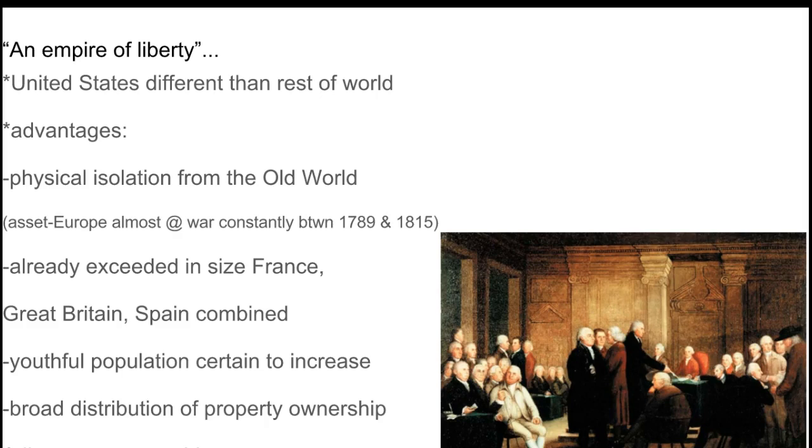So the United States has different advantages than the other people in the world. Physical isolation from Europe, from the Old World, is a definite advantage for the United States at this point. They don't have this constant conflict. Europe was at war all the time between 1789 and 1815, so they weren't dragged into all of that. They were already bigger than France, Great Britain, and Spain combined.